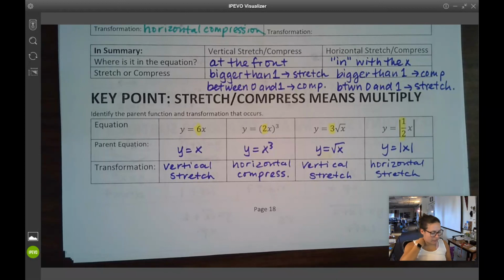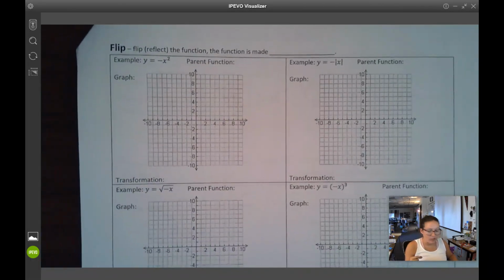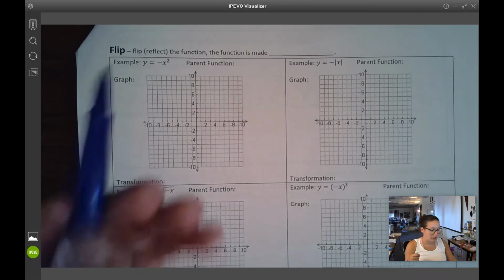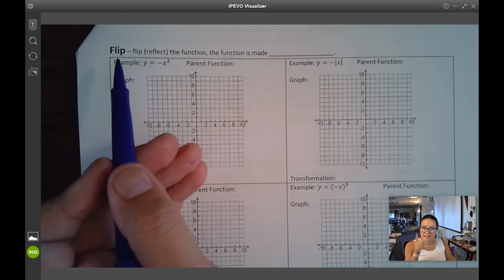All right, that is it for this video. We have one more video to go over the rest of the notes on page 19. So flip over to your packet and we're going to talk about flips. See you in the next video.